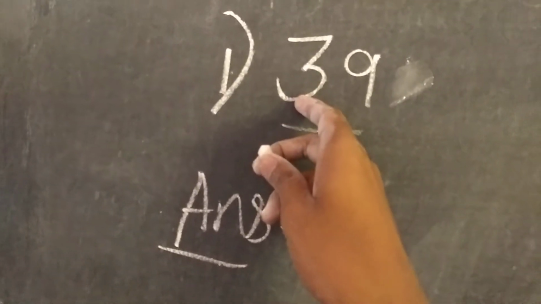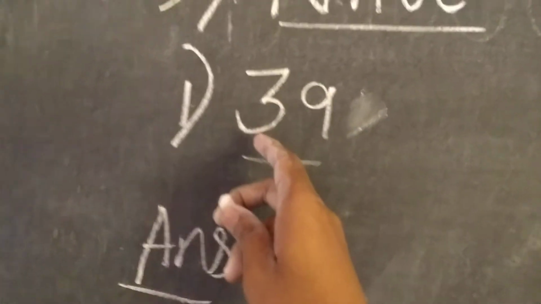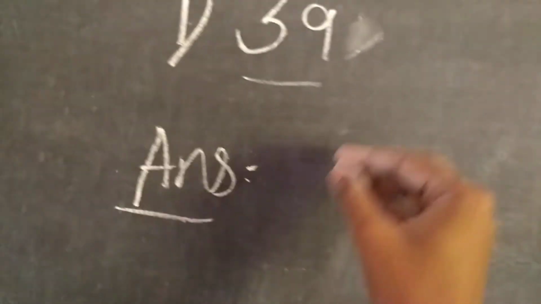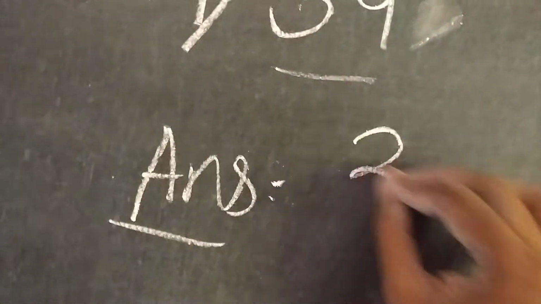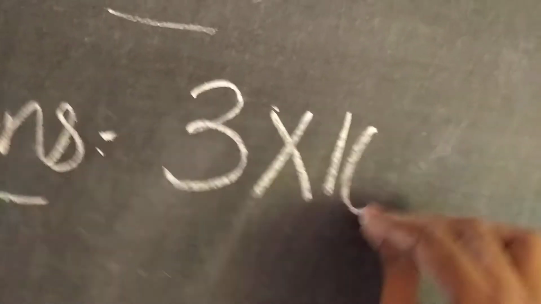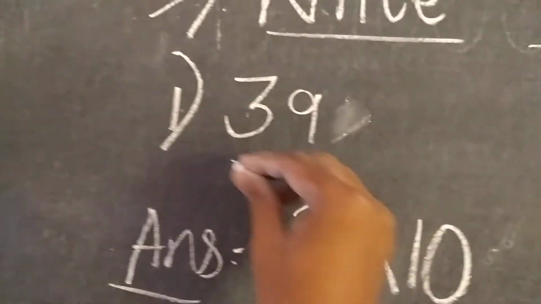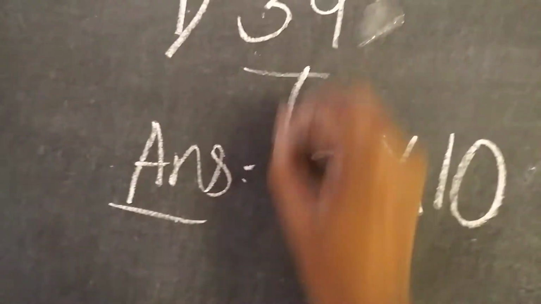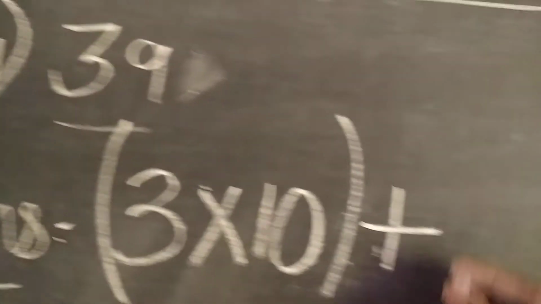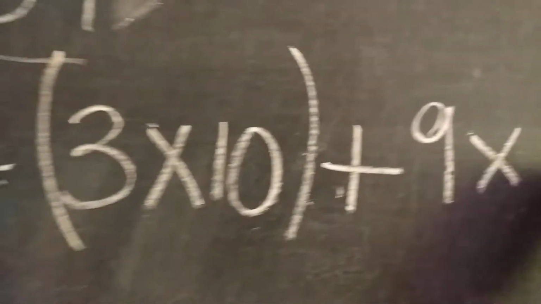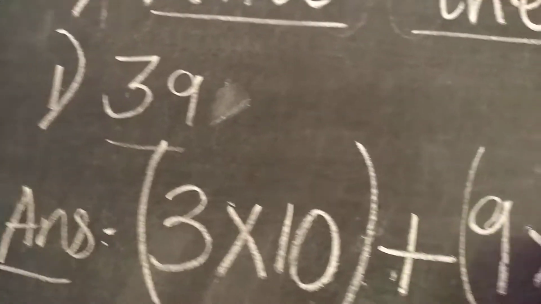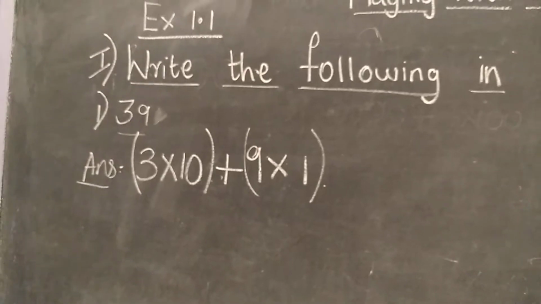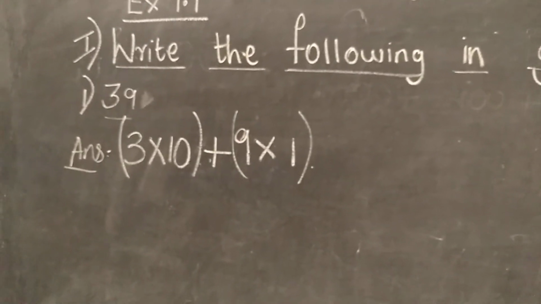9 and 3 we have. We know that 3 is in tens place and 9 is in units place. So I can write 3 into 10. Why am I writing into 10? Because 3 is in tens place. Plus 9 into 1, because 9 is in units place, that is 1. So this is how you need to represent a decimal form into a generalized form.